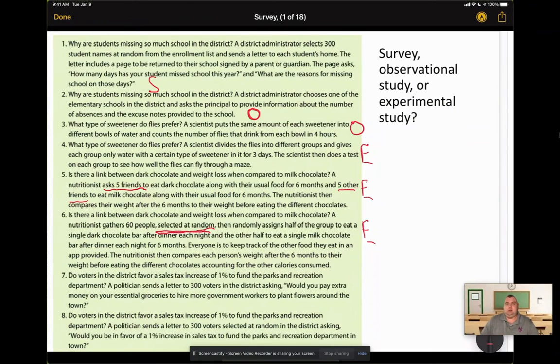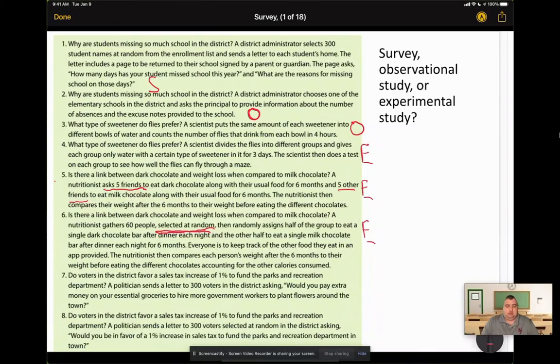So number 5 and number 6, even though they're different processes, they're both examples of experiments, experimental studies. However, number 6 would probably yield better results because of that randomness aspect. They're both considered experiments, but asking your friends is a lot different than selecting people truly at random.